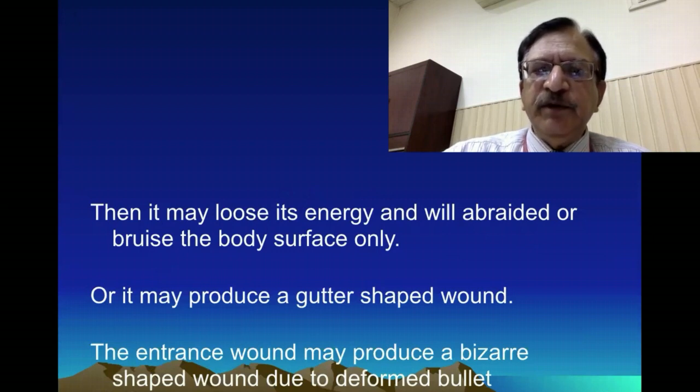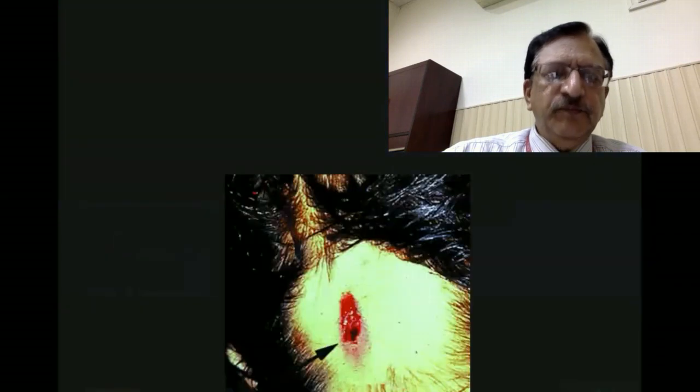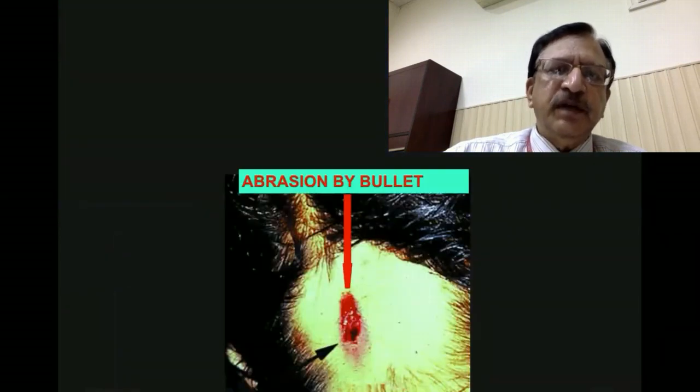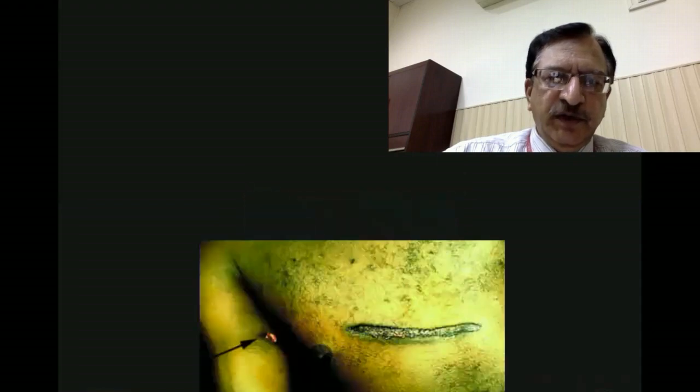The entrance wound may have a bizarre shape due to a deformed bullet. The bullet may become deformed by striking the other intermediary object, and it may produce an irregular shape wound. So these are the medicolegal significance, how the appearance of a wound can vary by external ricocheting. This is a simple abrasion, the bullet rubbing and passing away. And this is another photograph, a gutter-shaped wound, bullet passing by.